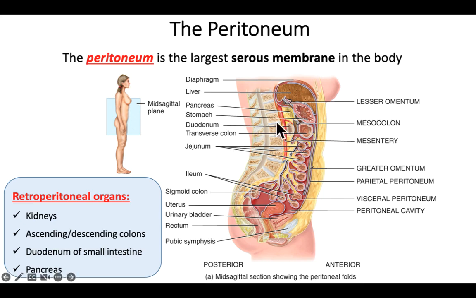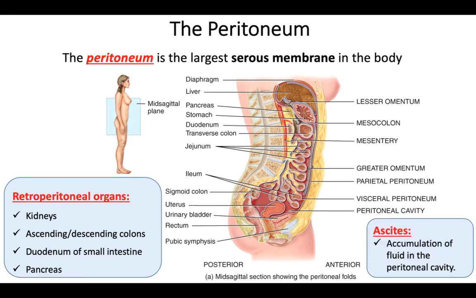So notice here is the duodenum, which is the first part of your small intestine. It's actually in the retroperitoneal category, whereas a lot of the other parts of the small intestine are inside the peritoneal cavity. You can get accumulation of fluid in here called ascites. That can be due to a number of different things, but that's just when there's fluid that can accumulate there.